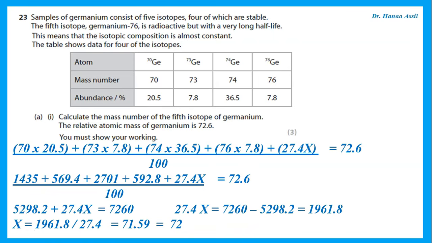But remember, this is mass number. Mass number is total number of protons and neutrons. It cannot be a fraction. So we have to round it up. So the mass number of the 5th isotope is 72.